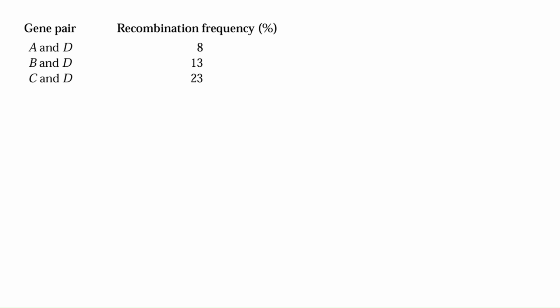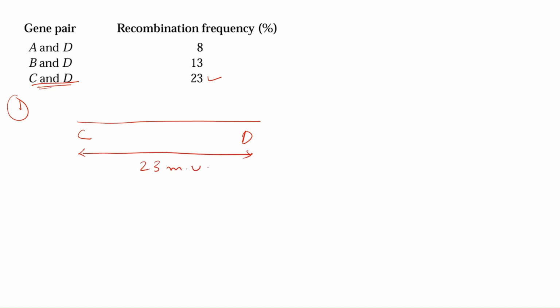For this, the first step is to find the gene pair having the maximum recombination frequency. Here the gene pair is C and D, with a recombination frequency of 23%. That means in a chromosome, C and D are the farthest gene pair. 1% is one map unit, so 23% recombination frequency means 23 map units.